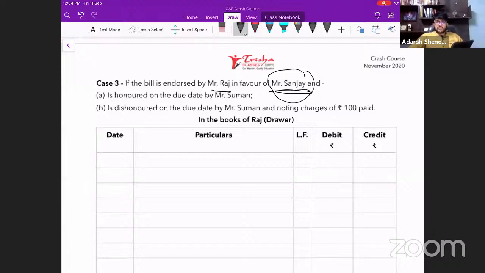Why am I giving him an asset? Sanjay is a liability, right? He is my creditor. So instead of paying cash to him, I am giving what? A bill of exchange to him.